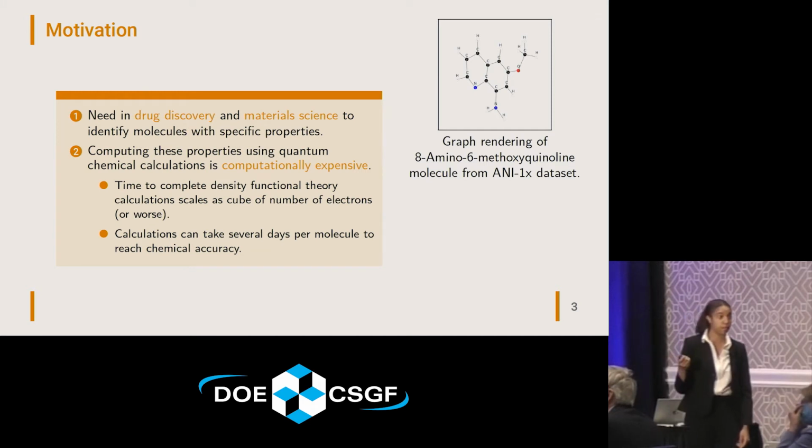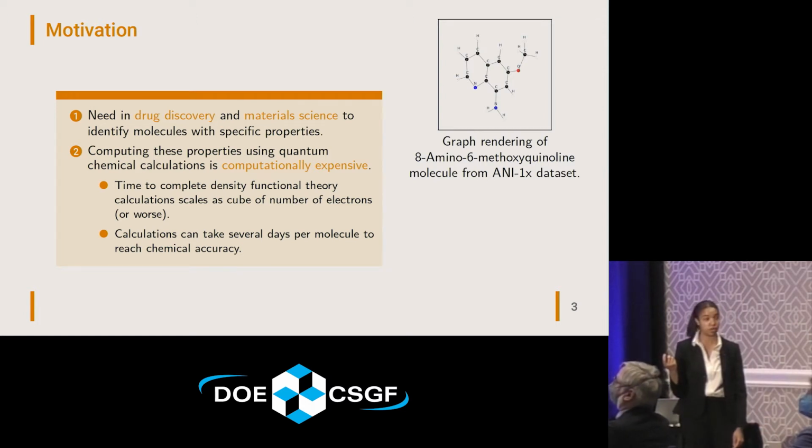So to motivate the problem a little bit, in certain disciplines, such as drug discovery and material sciences, there is a need to identify molecules with specific properties, or perhaps properties within certain ranges. But the problem is that for some of these properties, using your traditional quantum chemical calculations can be computationally prohibitive. In fact, time to complete DFT, depending on the level of theory, can scale as the cube of the number of electrons, or even worse. And this can lead to calculations taking several days per molecule to reach the desired chemical accuracy.